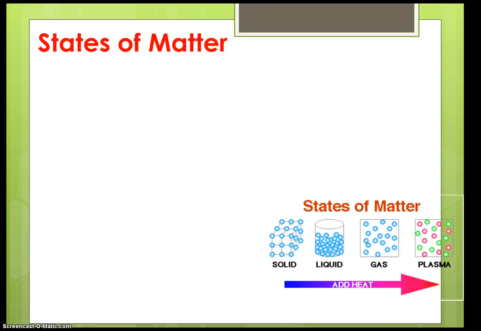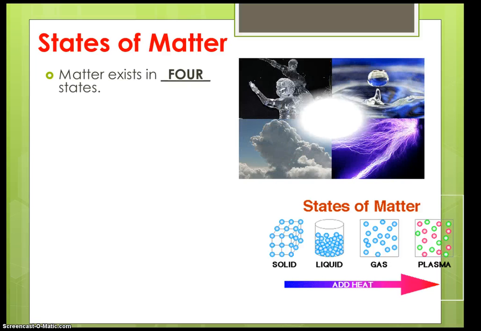All right, so as you saw in the video earlier, there are actually 4 states of matter. The video only went over 3, but there's actually 4. So let's talk about each of those states. Matter exists in 4 states. They are solid, liquid, gas, and plasma.